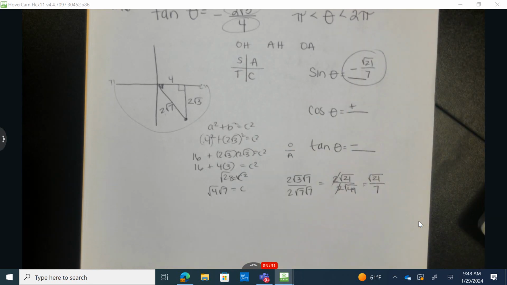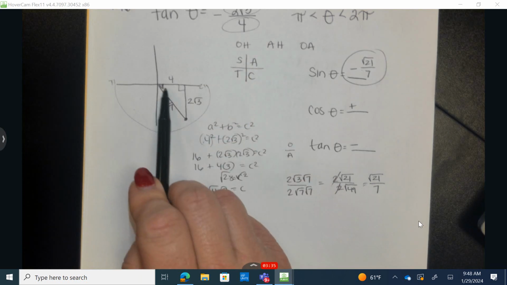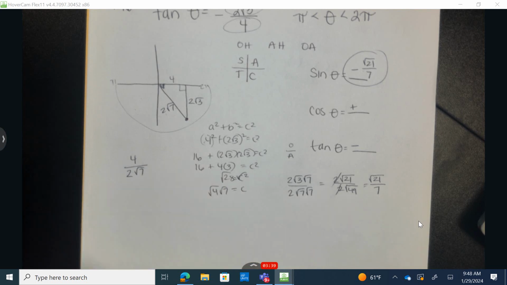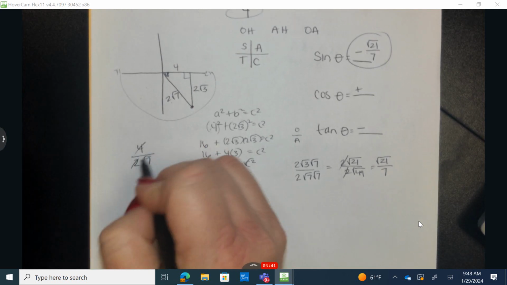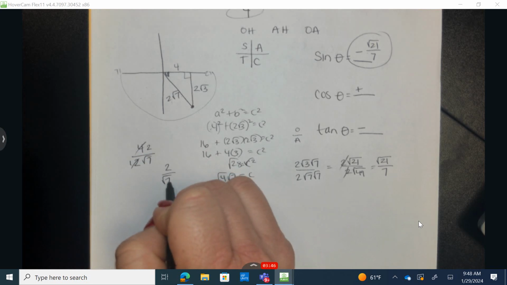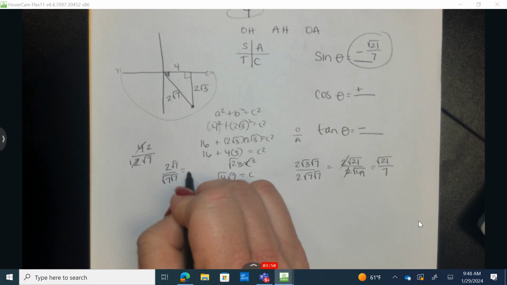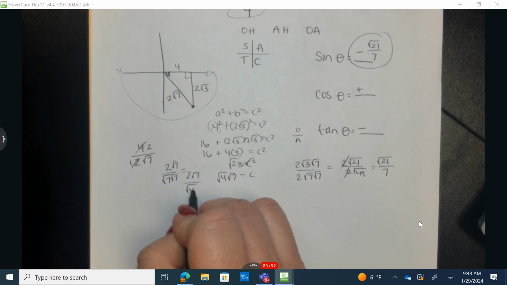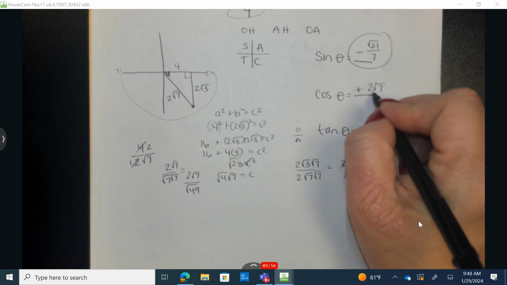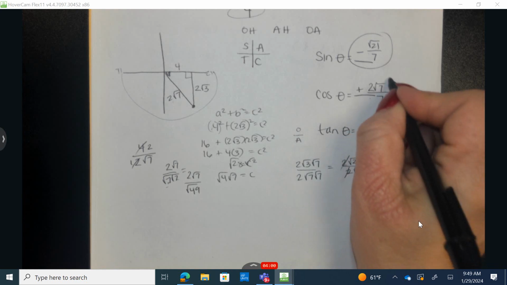Let's go ahead and do the cosine. Cosine is going to be adjacent over hypotenuse. So adjacent is 4, over the hypotenuse. I'm going to reduce this right away. 2 and 4 reduces to 2 over 1. So I have 2 square root of 7. Now let's rationalize the denominator. Times the square root of 7. I have 2 times the square root of 7 over the square root of 49. And this will reduce to 2 times the square root of 7 divided by, well, the square root of 49, which is simply 7.